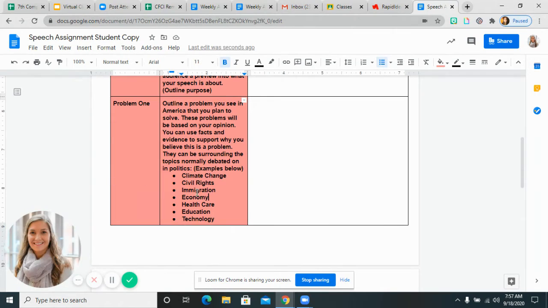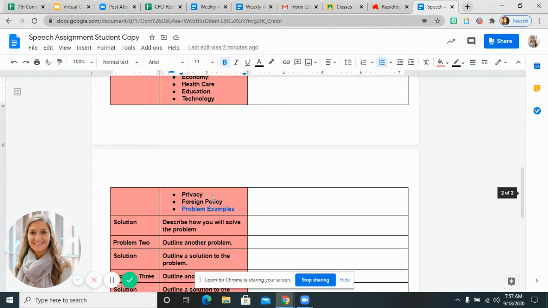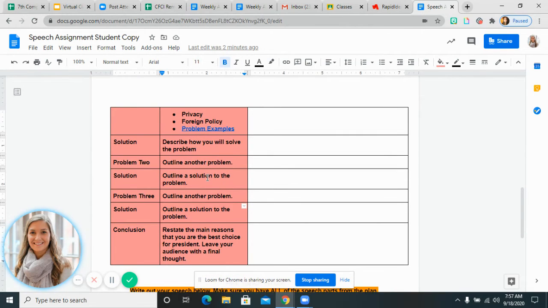So for this speech, research is a small portion of it, so I don't expect you to cite your sources or anything like that. The main part of this speech in persuasion is your opinion. Later on, we're going to do more research-based things where we're going to talk about reliable sources and all those things. But for now, we're just making sure that we can persuade our audience using our opinion. So after you talk about the first problem, you describe a possible solution. And then you do this 3 times. So you outline another problem, outline another solution, outline another problem, outline a solution.